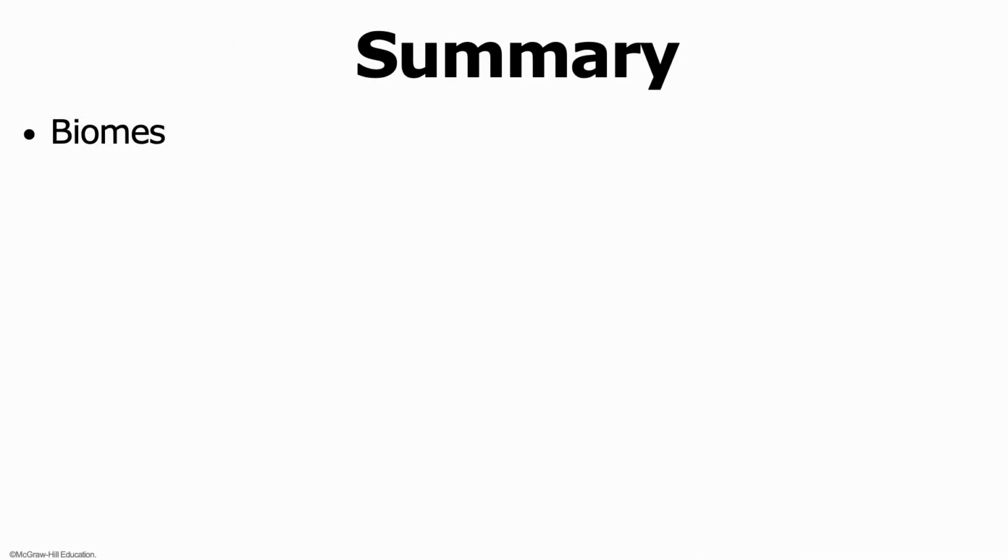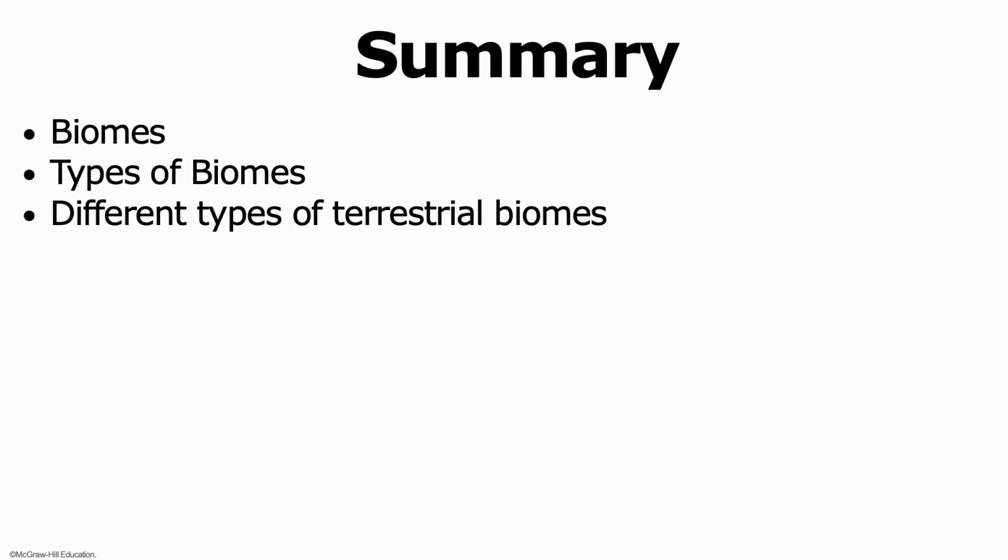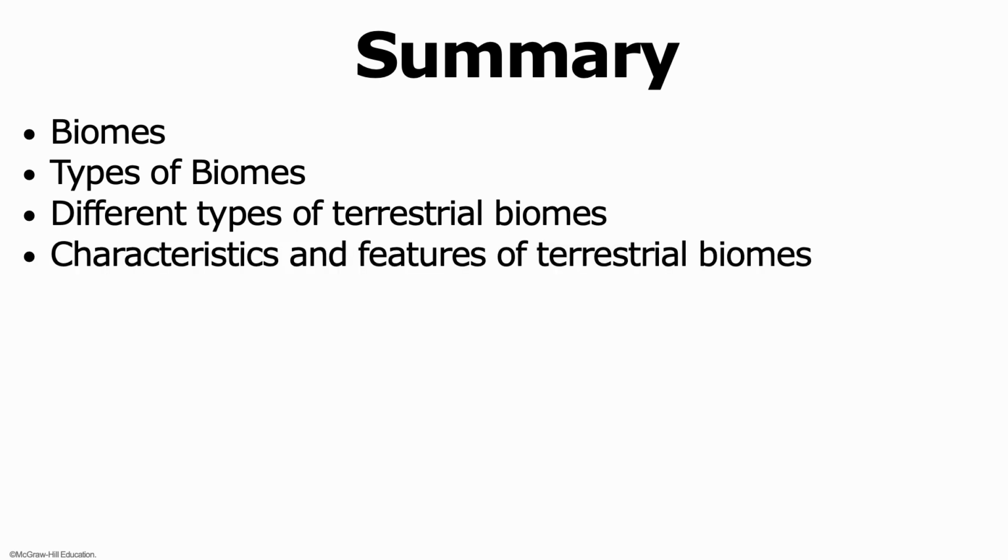With this, we come to the end of our talk where we learned about what biomes are and looked at different types of biomes, which include the terrestrial and aquatic biomes. We looked at different types of terrestrial biomes and learned about their characteristics and features.